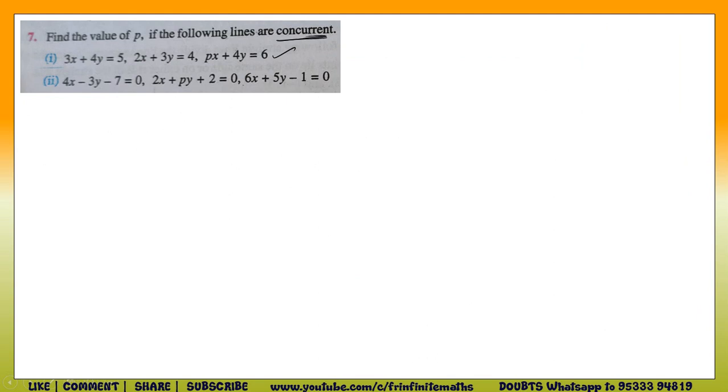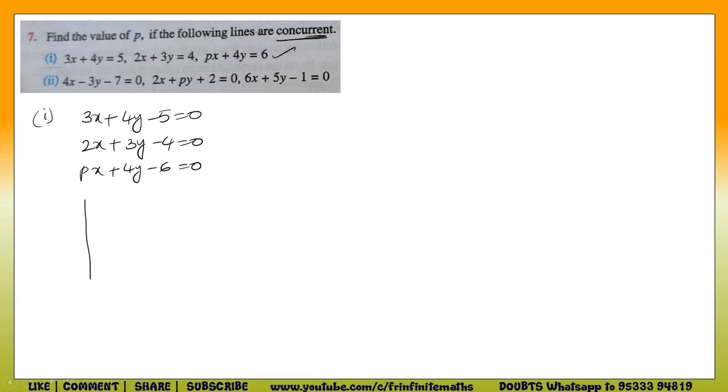So moving on to the first one, writing the equation, I can write it as 3x + 4y - 5 = 0. Always it should be of the form ax + by + c = 0. The same way, the second equation I can write as 2x + 3y - 4 = 0. Next, px + 4y - 6 = 0. Now taking the coefficients and writing them in determinant form, what I am going to have is: 3, 4, -5; 2, 3, -4; p, 4, -6.